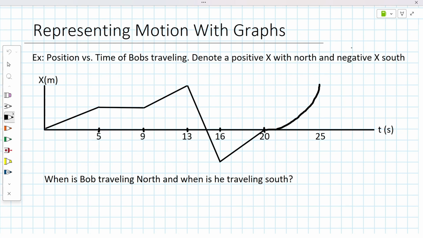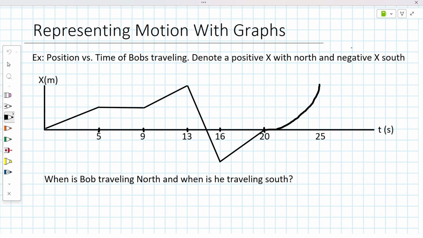Everyone, welcome to Representing Motion with Graphs. This is the second of the Representing Motion videos. This is super important and can be really tricky when you're first starting off reading these graphs. So this will go over how to read and convert between position, velocity, and acceleration versus time graphs. And I'll just be explaining them as we go here. So let's just jump into the first question.